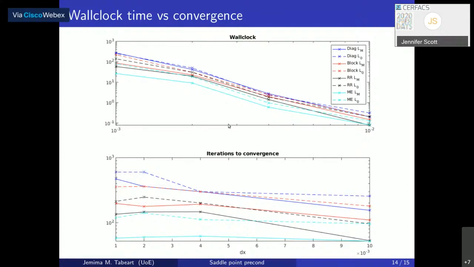One is that for all of the choices of R except the blue one, the solid line is lower down than the dashed line. So this means that our new preconditioner for L is better both in terms of wall clock time and in terms of iterations than just using the identity. So that's really promising. And the other thing is that our new choices of R, so the red, the black, and the cyan, are better than the dark blue, which is just using the diagonal.